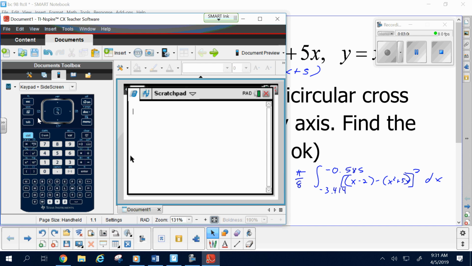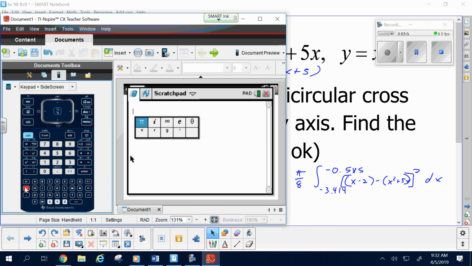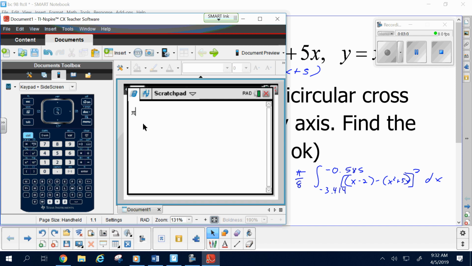So, please, I beg you, please type in the pi over 8 first. It's the most common mistake that people forget the pi over 8. They think, oh, I'll put that in later. I'll do the integral. You won't. You'll forget. So put the pi over 8 in first. Oops, darn it. Then A to B.